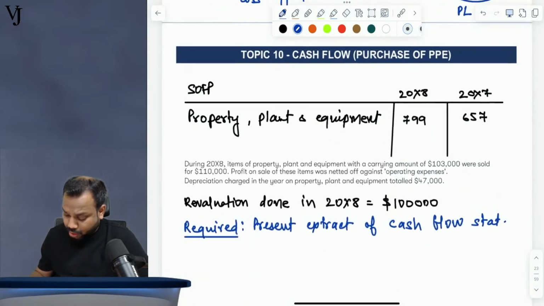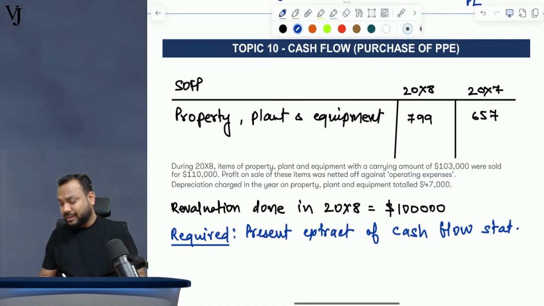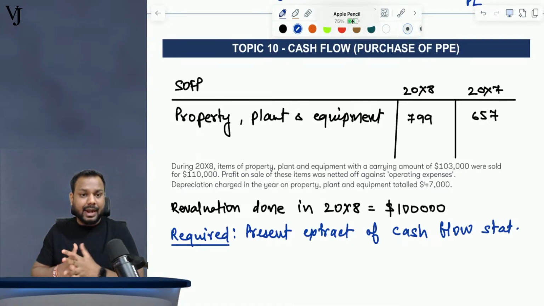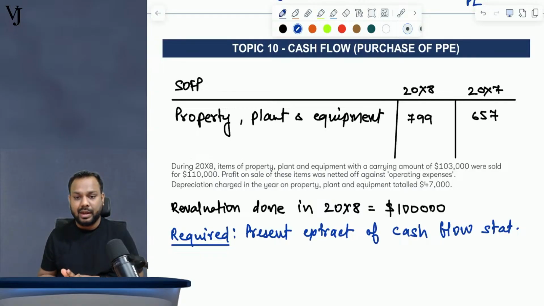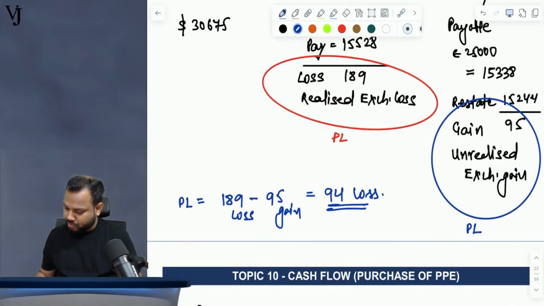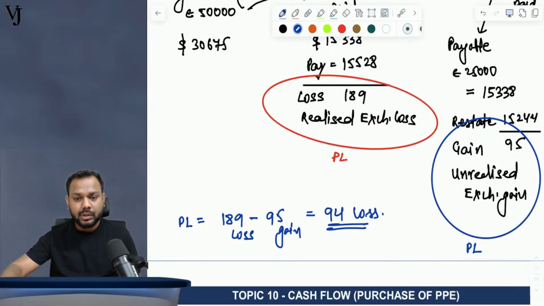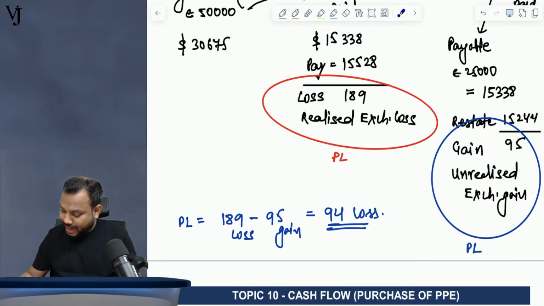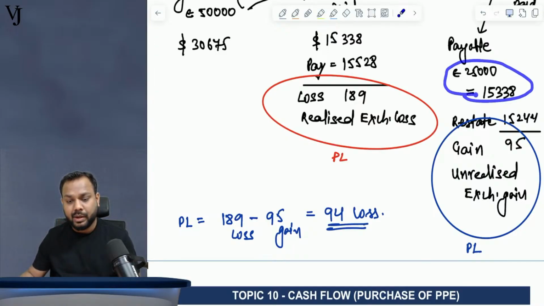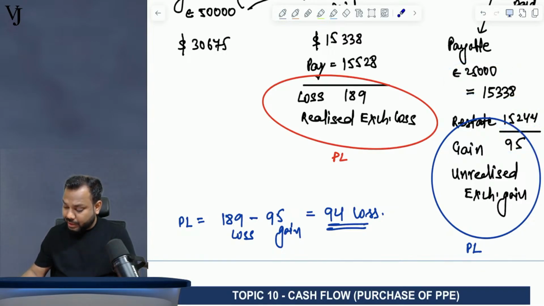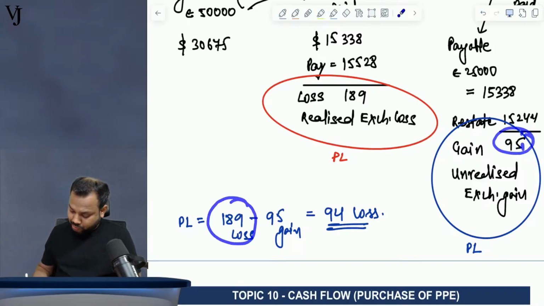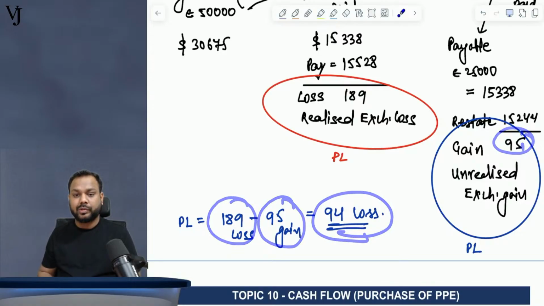Now, moving on to topic number 10, the cash flow statements. Guys, understand, at FR level, this is a gain, right? We had a payable recorded at 15338, but the payable reduced to 15244. So it is a gain. The payable is reducing, so the payment is reducing, and it is a gain. 95 is a gain. Now, loss minus gain is net loss.